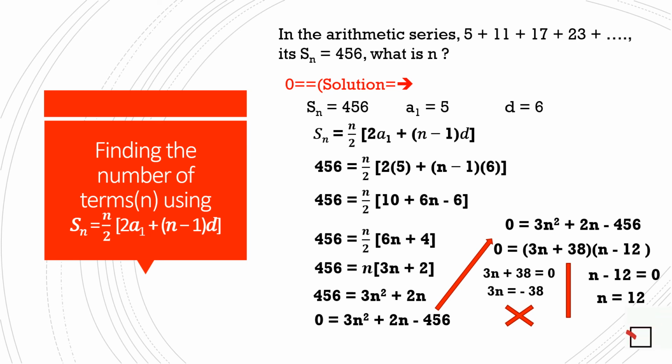So in our problem, the number of terms is 12. So there are 12 terms if we add 5, 11, 17, and 23, and so on, in which their sum is 456.